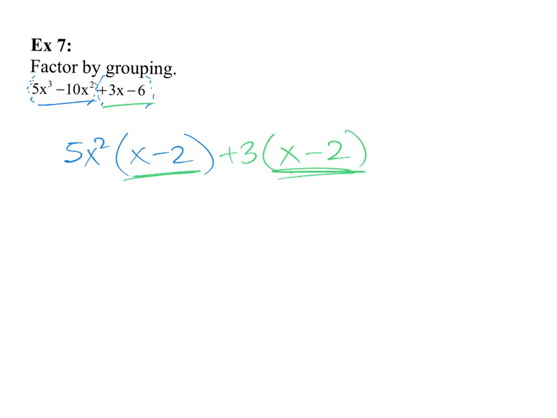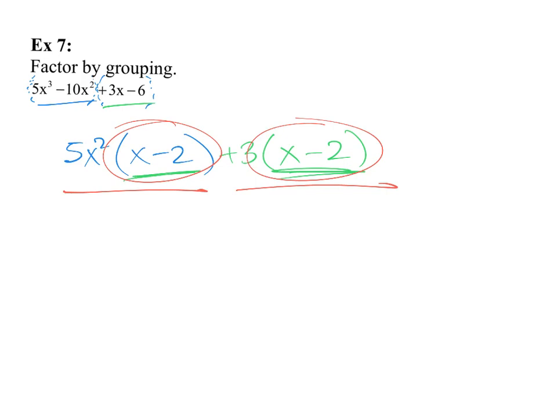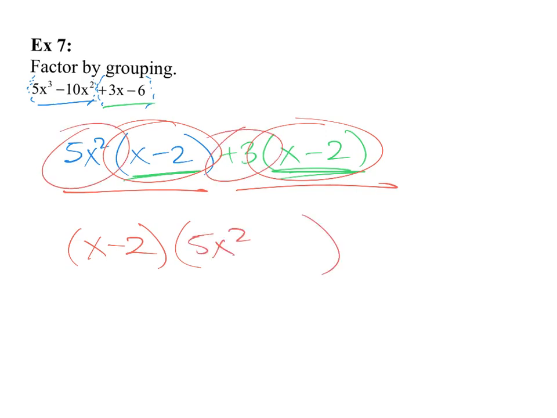Now what can I do here? I have two terms that I'm working with. And what do those two terms share in common? X minus 2. So pull that out from the whole expression. Factor it out. X minus 2. Now what's left over? 5x squared and positive 3. Now we've factored this 4-term polynomial. Done.